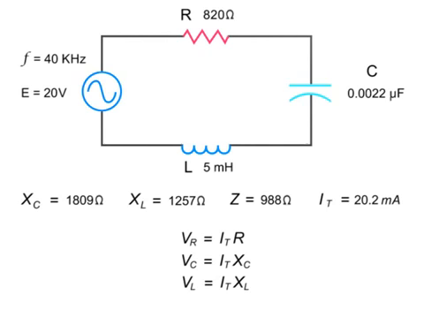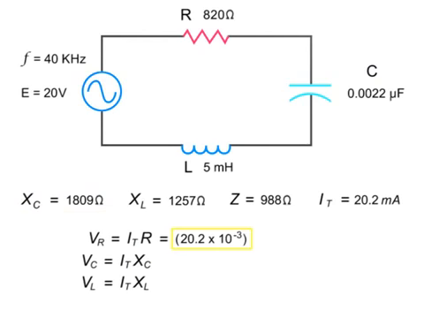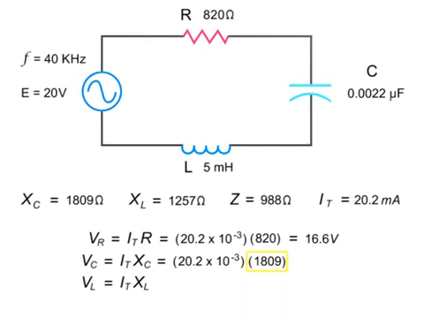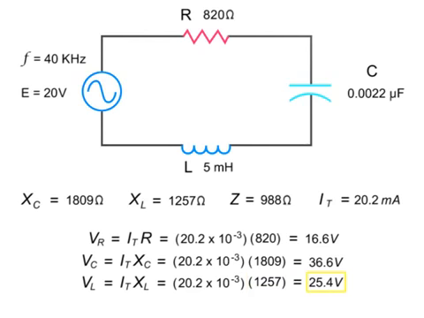To determine the voltage across each component, multiply the total current of 20.2 milliamps by the resistance at each component. For the resistor, it would be 20.2 milliamps times 820 ohms, or 16.6 volts. For the capacitor, it would be 20.2 milliamps times 1,809 ohms, or 36.6 volts. And the inductor voltage would be 20.2 milliamps times 1,257 ohms, or 25.4 volts.